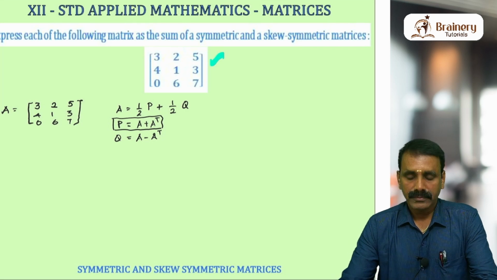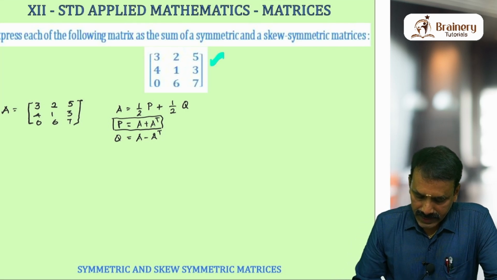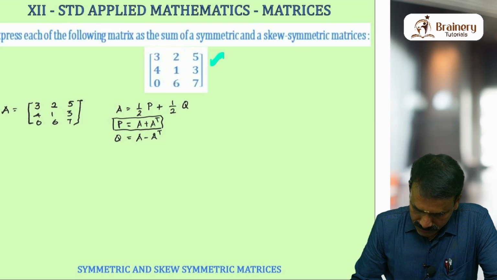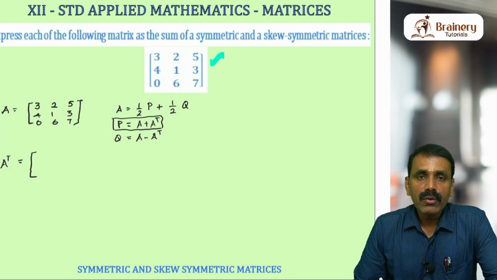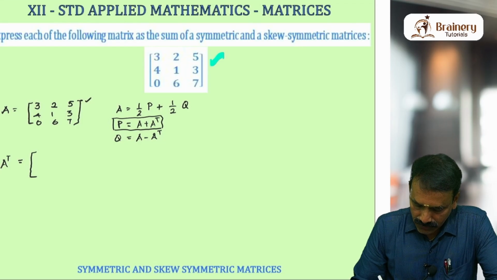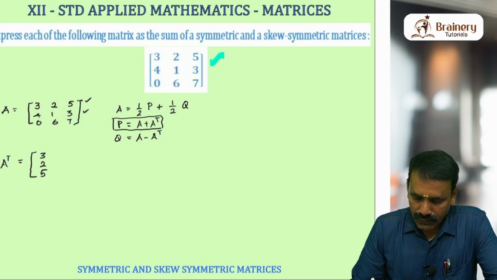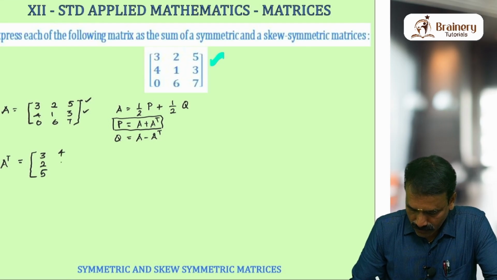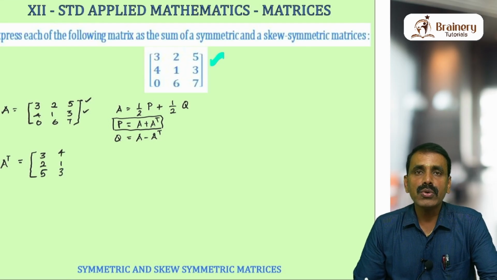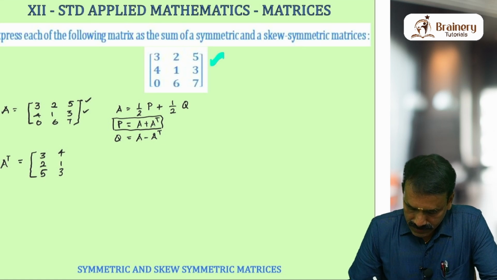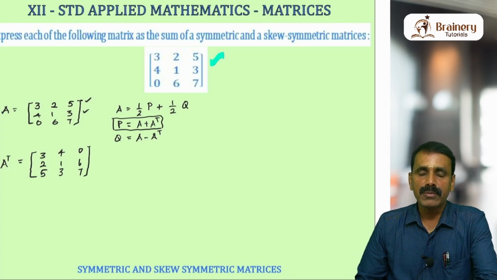So this is the method we are going to follow. Okay, so we start. Already we have written A. I am going to write A transpose. How to write A transpose? Write the row elements as column elements. The first row 3, 2, 5 is written as the first column 3, 2, 5. The second row 4, 1, 3 is written as the second column 4, 1, 3. So rows are changed to columns. Then 0, 6, 7. So I found A transpose.